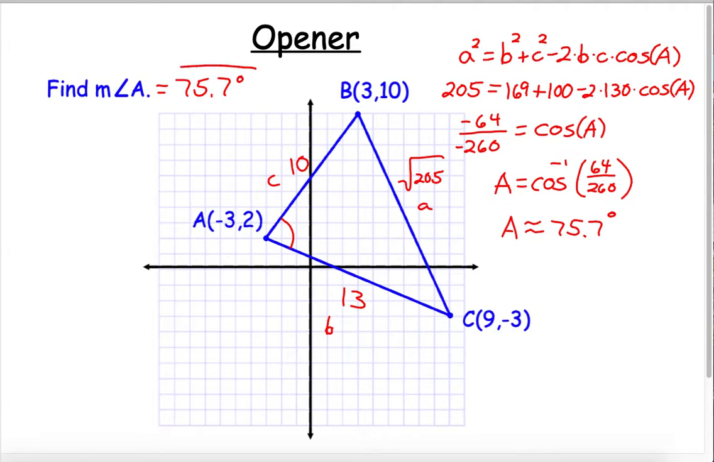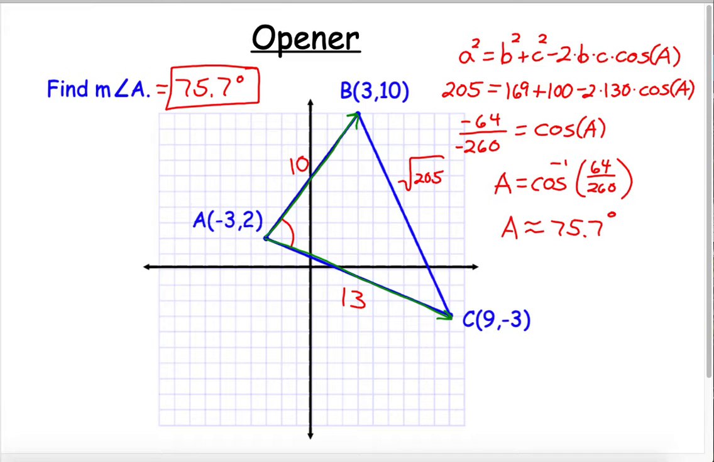Now, if you had tried this ahead of time, you might have looked at this and said, oh, I'm not even thinking about solving triangles. You might say, well, what if we use vectors? If I found vector AC and vector AB, I could use that formula. The cosine of the angle between two vectors is the dot product over the product of their magnitudes.